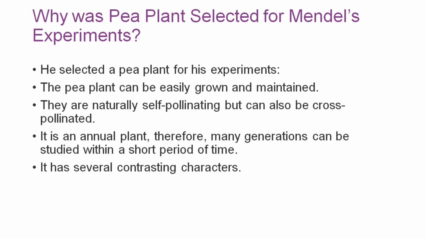It has several contrasting characters. That means the pea plant shows 7 different types of contrasting characters. That means height of the plant, flower color, flower position, pod shape, pod color, etc.